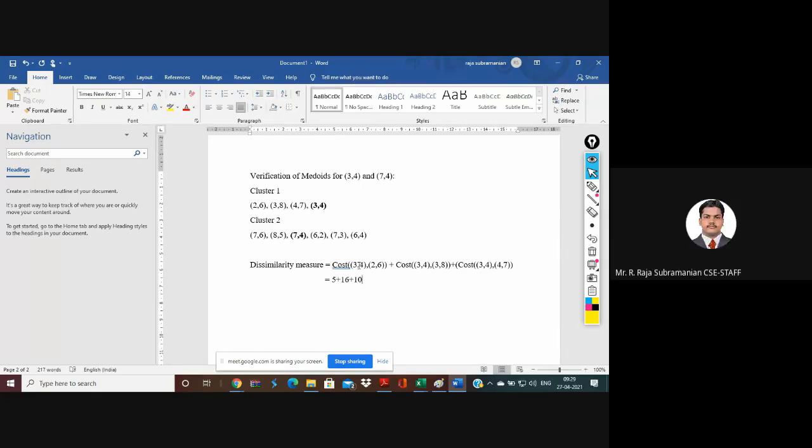Yes, sir. Now what we have to do is the same process for the second cluster center, with respect to 7, 4 also. For 7, 4 we can do the same thing, and we can enumerate in the initial cluster centers how much distance they actually have. So let us go and do that.